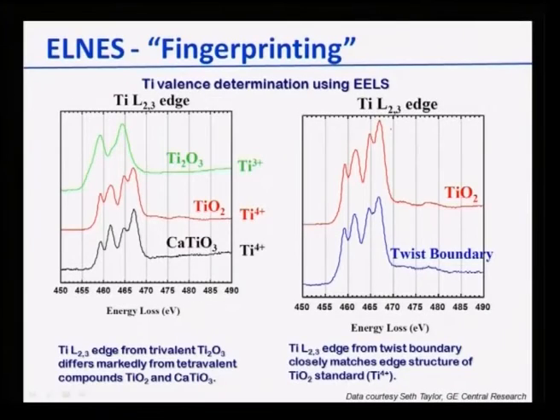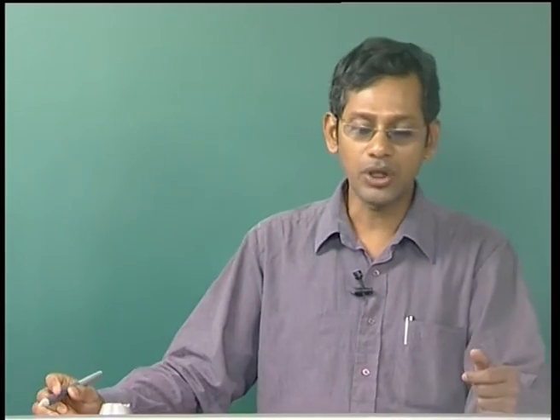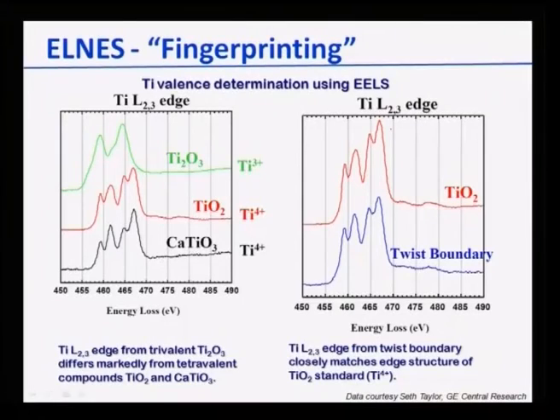Let me give you some more things about ELNES, how it can be used as a fingerprint. In fact, this is what people do nowadays to know exactly the electronic states of a particular atom. First, let us talk about titanium. Titanium in 3 different compounds: calcium titanate, titanium dioxide, and Ti2O3. So in both calcium titanate and TiO2, the titanium has a +4 state, and in case of Ti2O3 it has a +3 state.